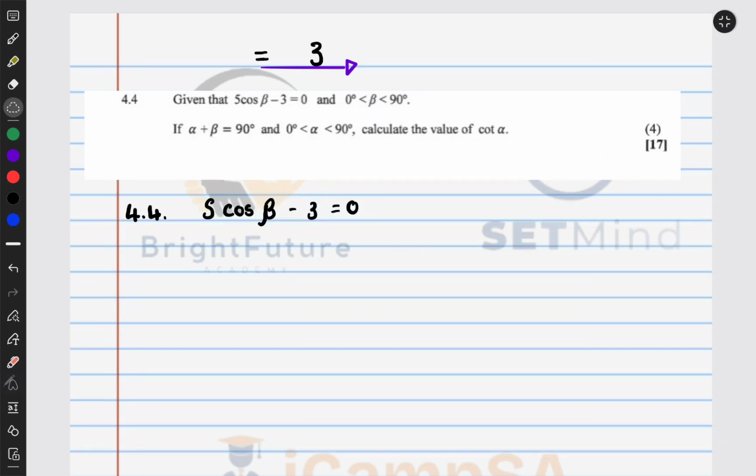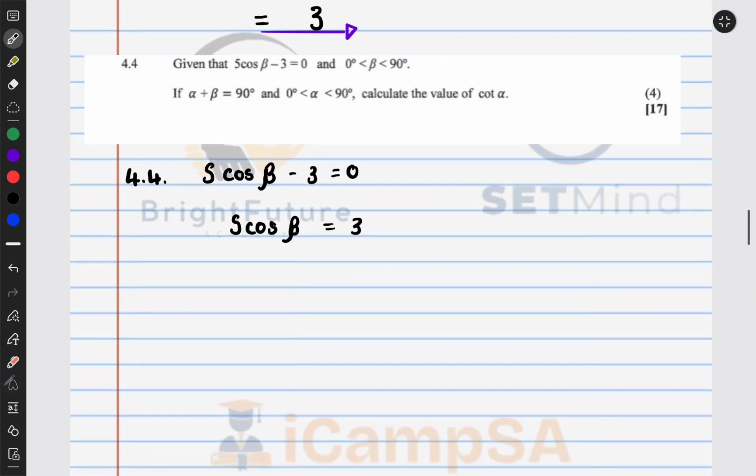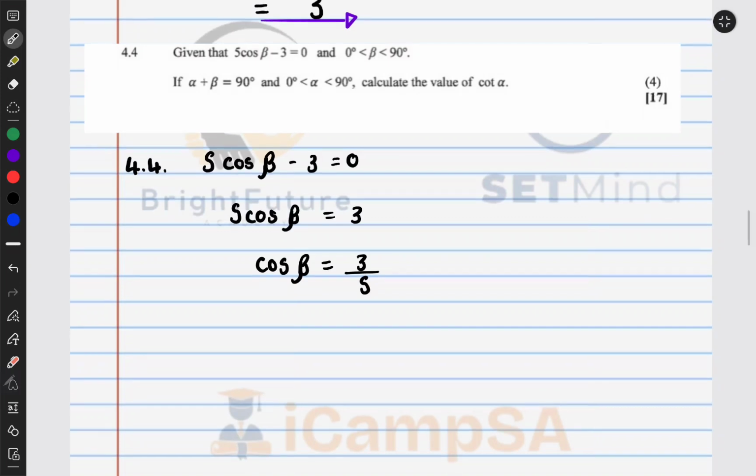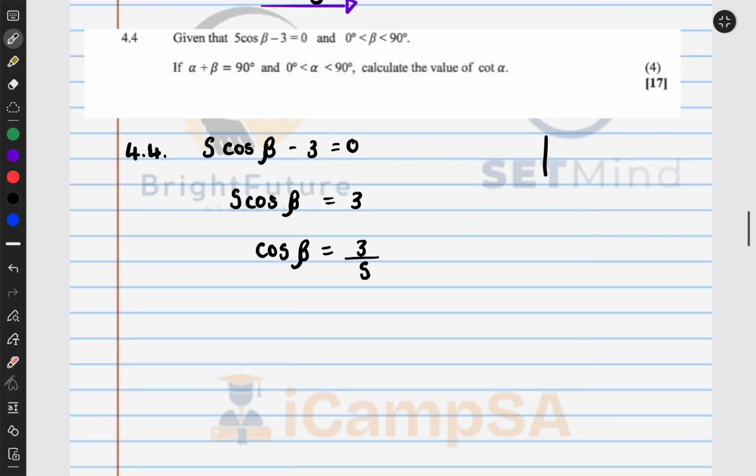Let's start by rearranging this. We have 5 cos beta, take the 3 to the other side, we have positive 3, divide by 5 on both sides. Therefore cos beta is equal to 3 over 5. Cos beta is equal to 3 over 5. From there, let's draw our sketch and see where our terminal arm will be found for this question.